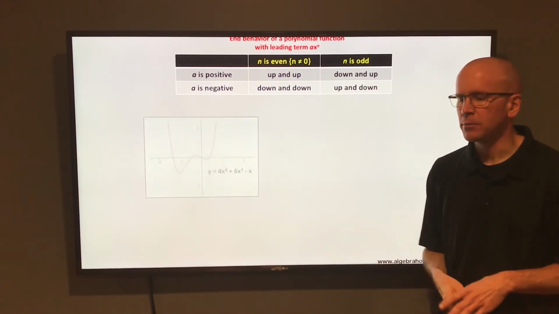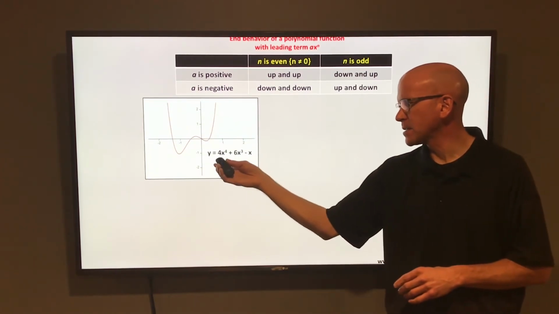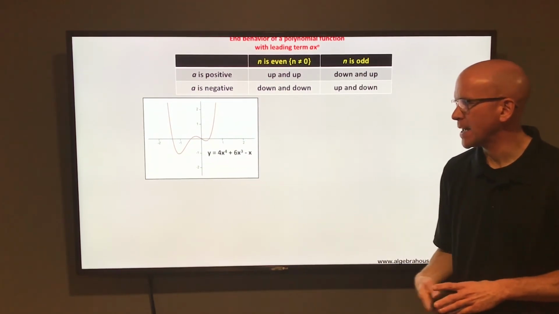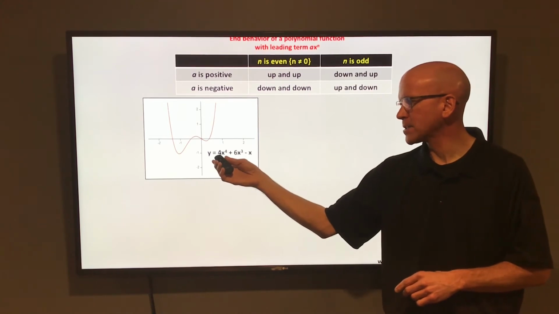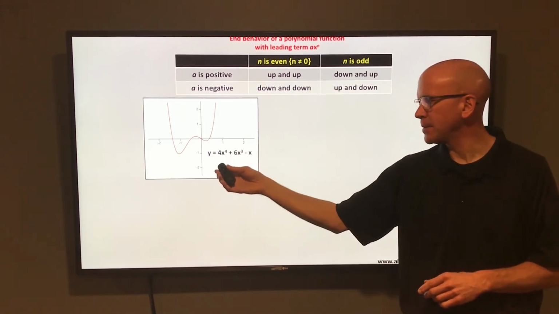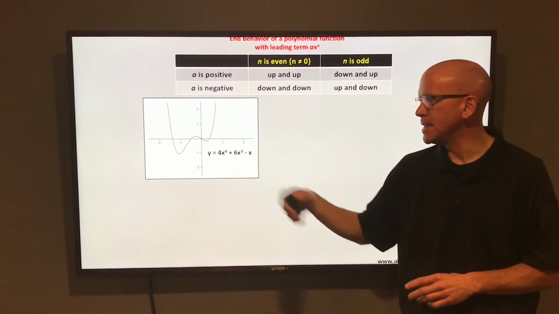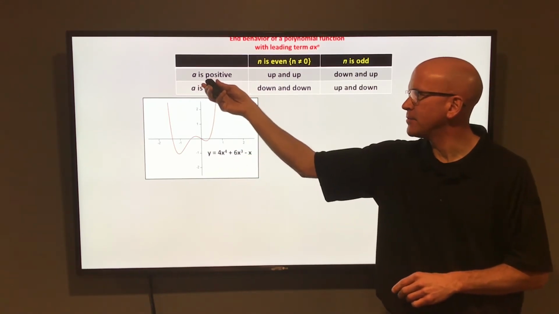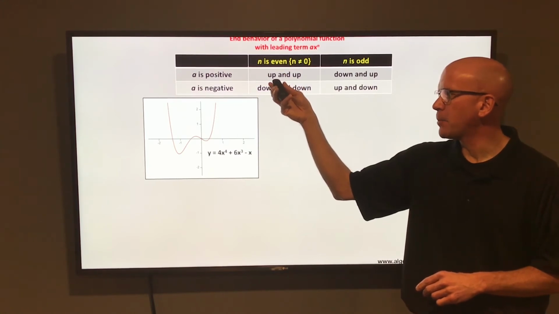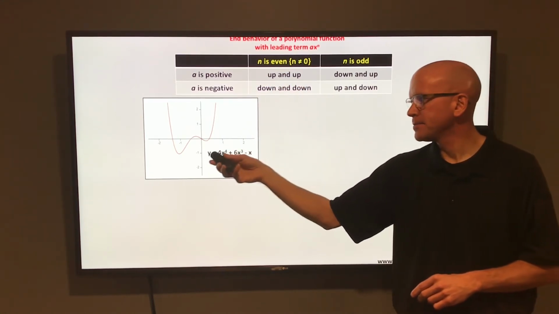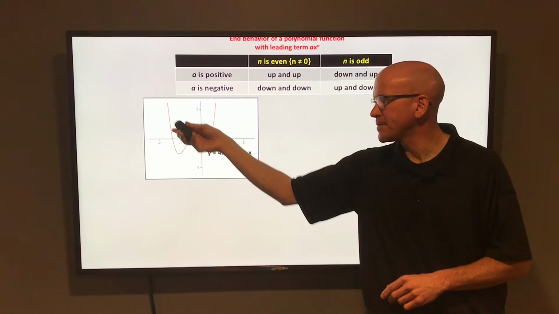So here are some examples. Y equals 4x to the fourth plus 6x to the third minus x. So that leading term, 4x to the fourth, the leading coefficient is positive and the degree is even. So if the leading coefficient is positive and the degree is even, it should be up on the left and up on the right. It didn't lie, it is. Up on the left side and up on the right side.